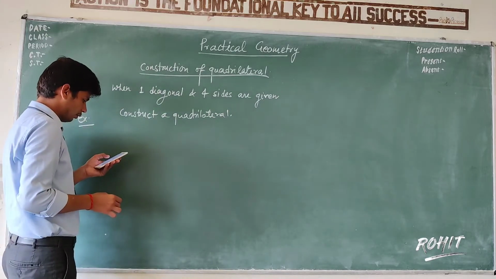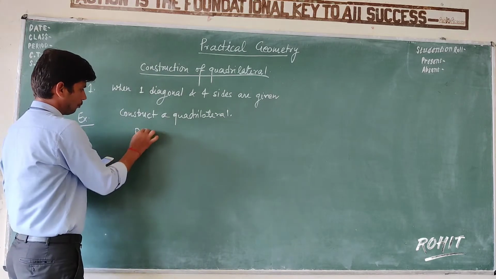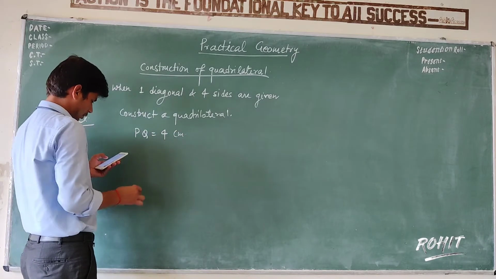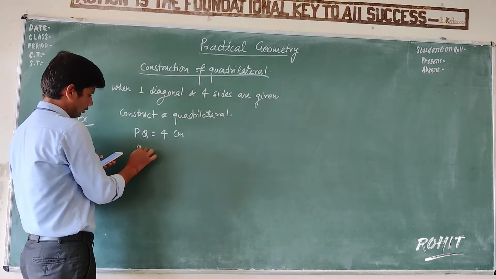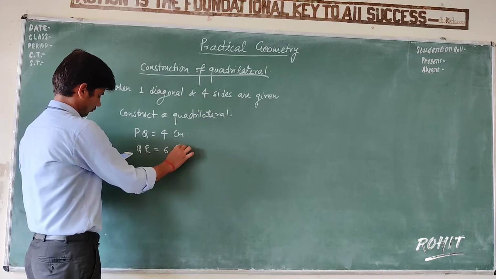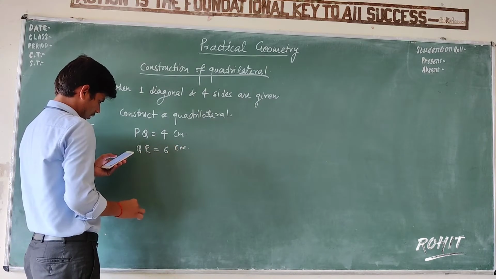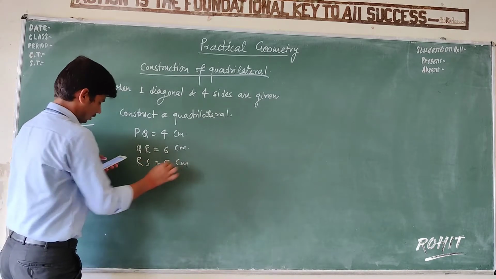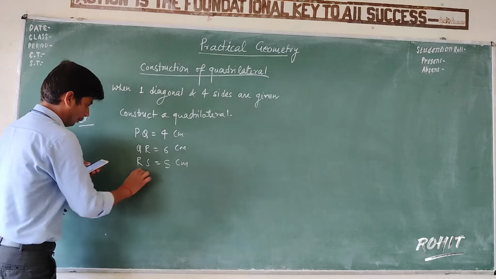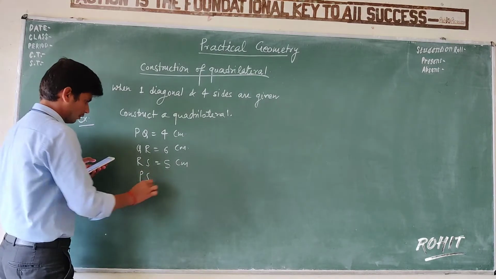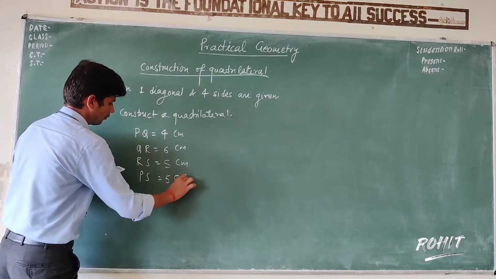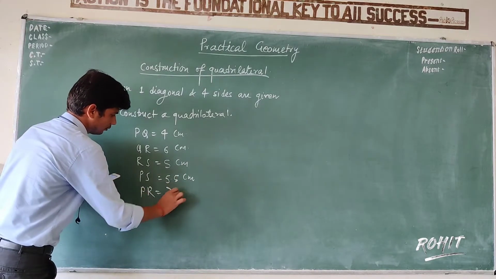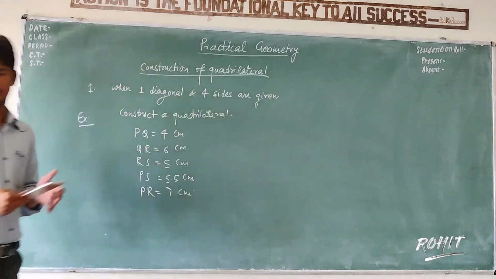और साइड्स की वैल्यूज लिख लेते हैं. PQ is 4 centimeter, QR is 6 centimeter, RS is 5 centimeter, PS is 5.5 centimeter, and PR is 7.